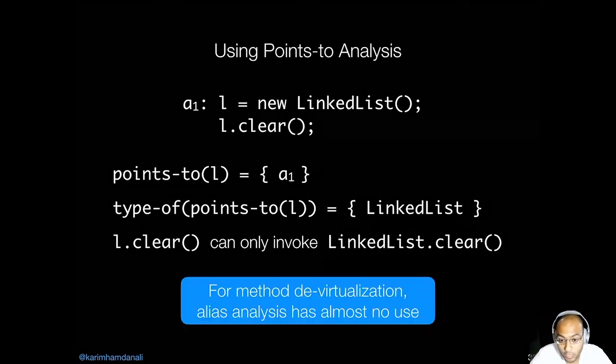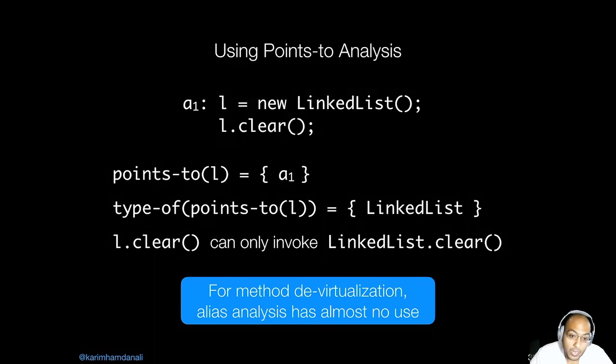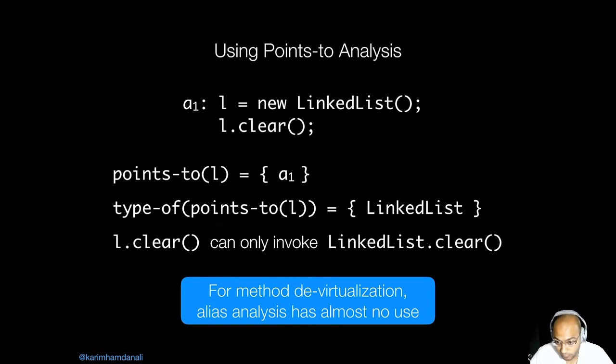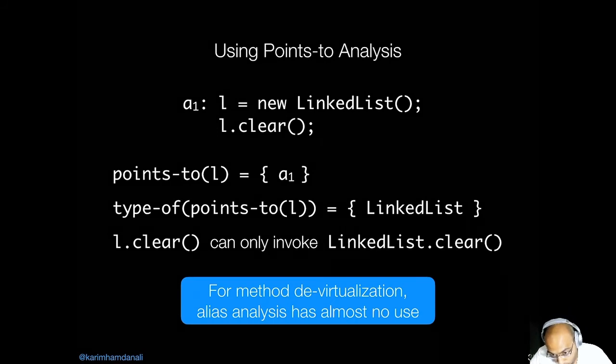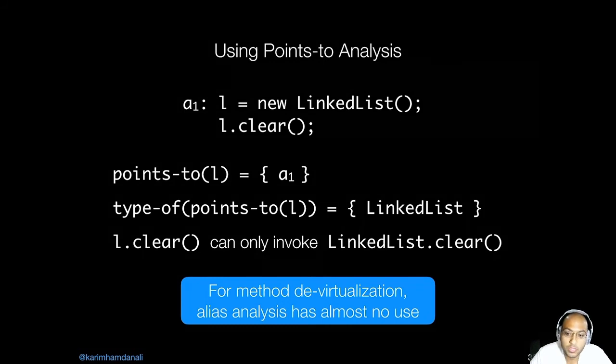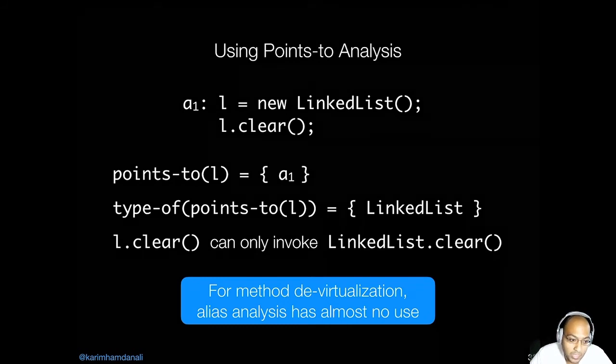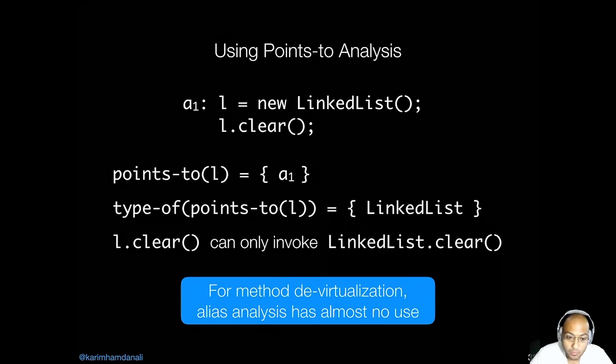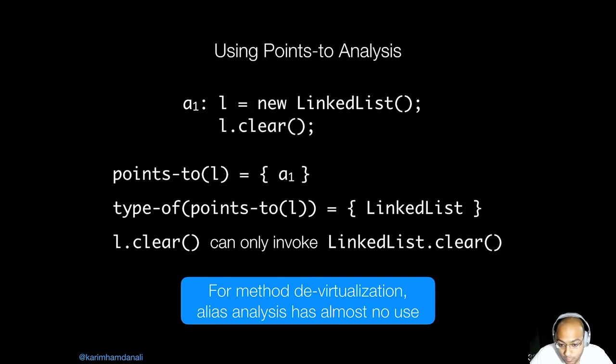If you are an optimizing compiler, you can use that information from points-to sets to replace that virtual method invoke l.clear that you will see in the Java bytecode with a direct call to that method, which will save a lot of time trying to resolve things at runtime. You already know exactly which method this is going to resolve to. So for call graphs, for compiler optimizations, for method devirtualization, you do need that points-to information.